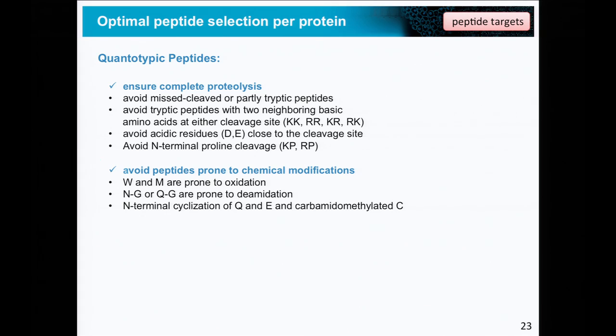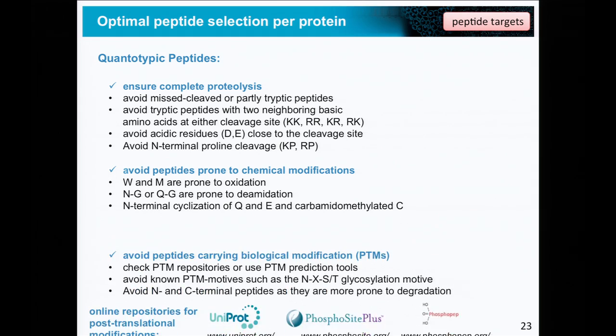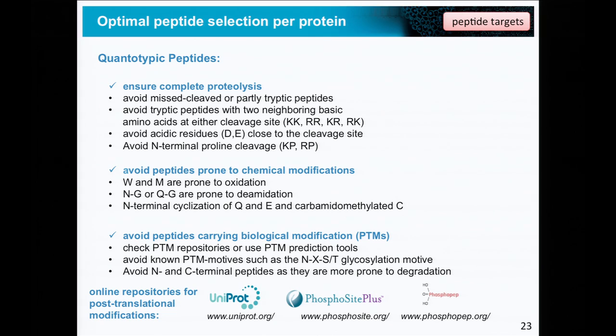N-terminal cyclization can happen on QE and carbamidomethylated N-terminal cysteine residues. Try to avoid those as well. And then there is this last big field of criteria of quantotypic peptides, and that's avoid peptides that carry a biological modification, so any types of PTMs. And this, I think, is even the most difficult part to fulfill, because you never know which ones might be modified and which ones not.